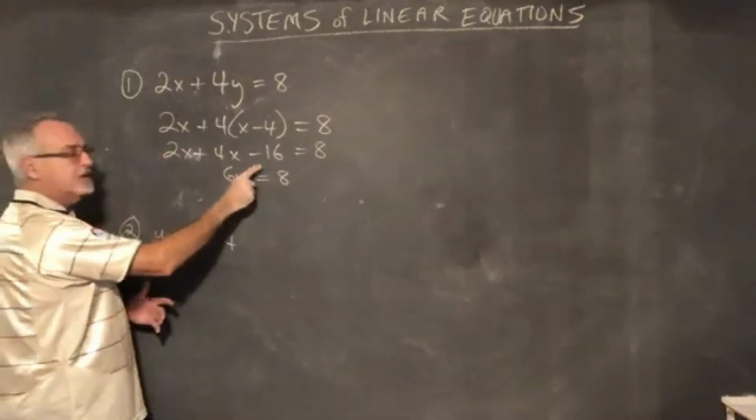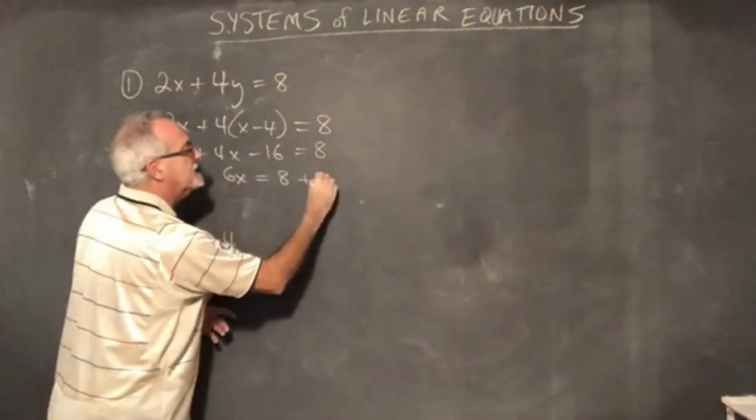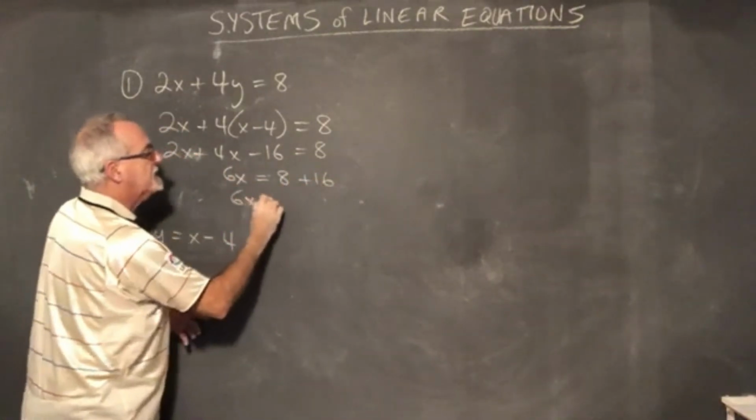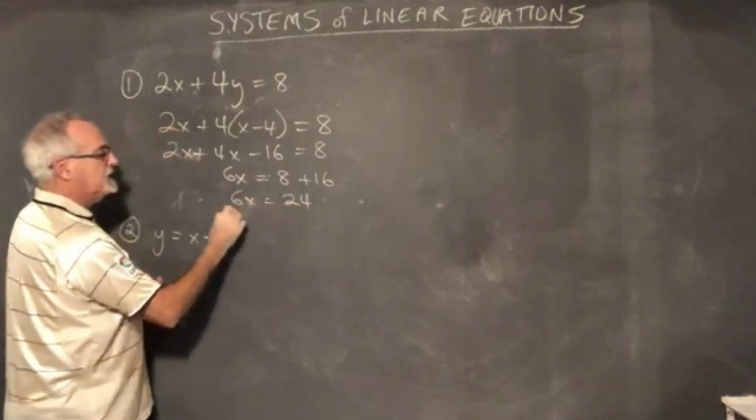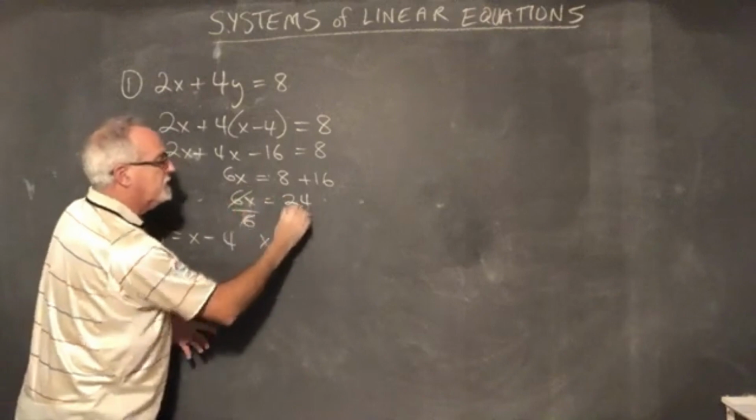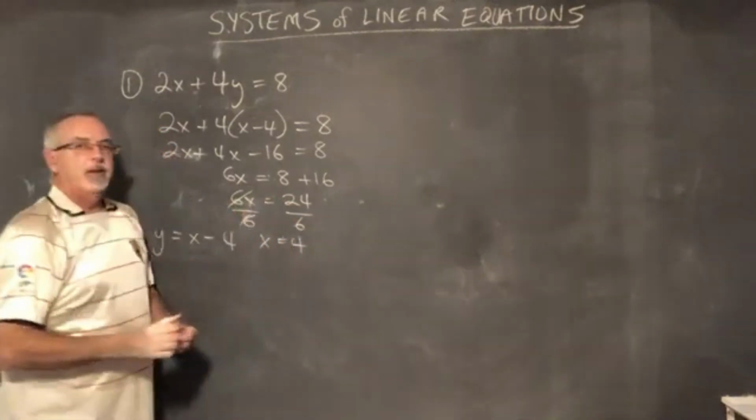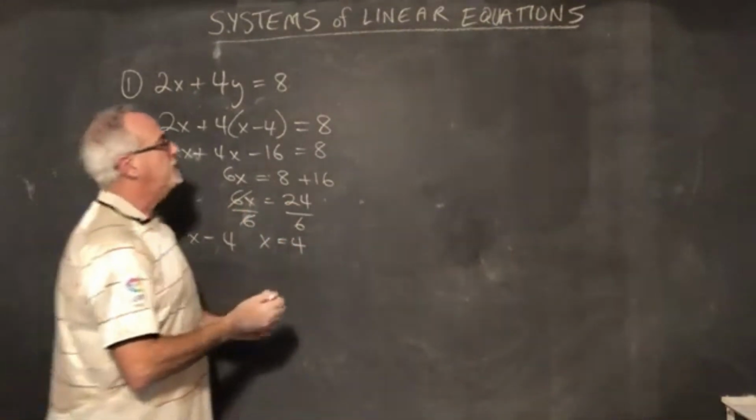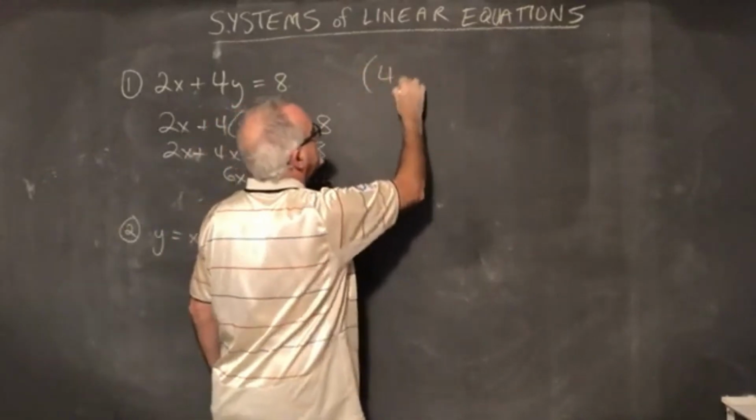And if I move the minus 16 to the other side, it becomes plus 16. I have 6x equals 24. I'm almost done. Divide both sides by 6. And x is isolated, and 24 divided by 6 is equal to 4. There we go. X is equal to 4. We kind of knew that was going to happen.